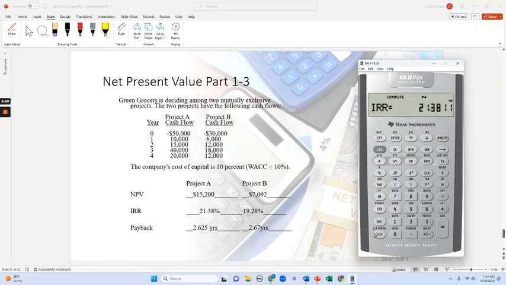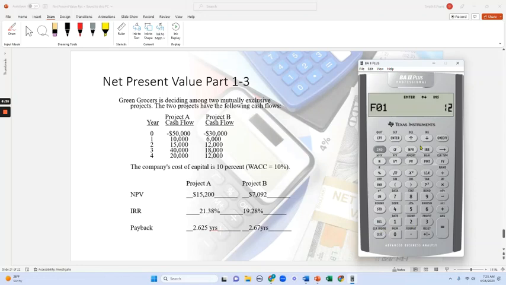So we're going to do the second part of the problem, which is project B next. And let's go into cash flow in a second. Okay, for project B, negative 30,000 is the first cash flow, CF0 of the series. Then C01, the first one, is $6,000, and that occurs once. The next one is $12,000.